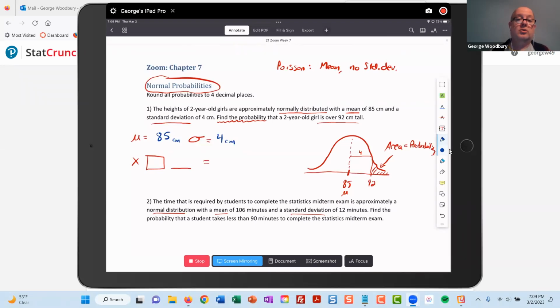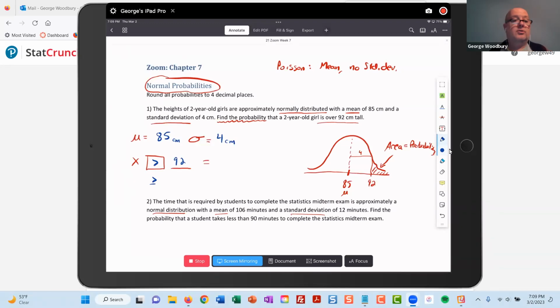Find the probability the girl is over 92 centimeters tall. That's greater than 92. And the equal sign in chapter 7, whether it's there or not, it's the exact same thing. The probability that it's exactly equal to 92.00000 is 0. So the equal part doesn't add any probability to it. So what we're really looking for is the direction.